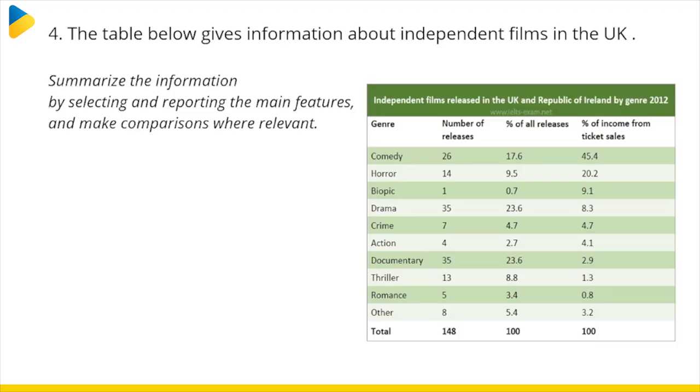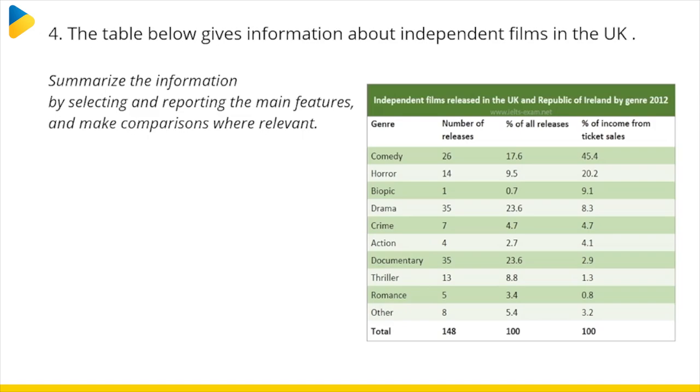Make sure you read that, and then go ahead and try to identify the most important details and analyze the graphic. Here we have the title, Independent Films Released in the UK and Republic of Ireland by Genre 2012. After reading this title, you get a little bit more information. Here we have Republic of Ireland as well. It's not only UK, so that's very good information. And also that the information they provided is based on 2012.